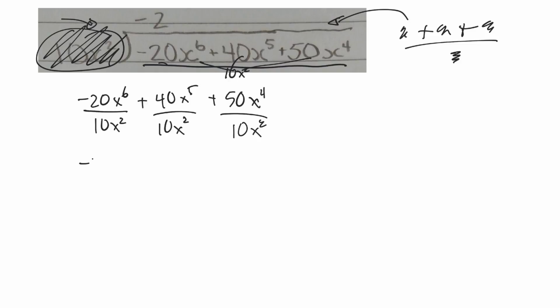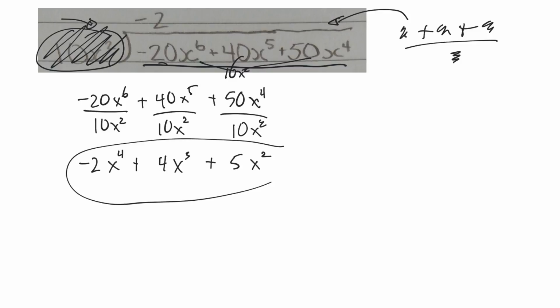So this first one, you're just simply dividing. So divide the numbers, and then when you're dividing common bases, subtract their exponents. So plus 4x cubed plus 5x squared. Okay, so that would be my quotient for this division here.